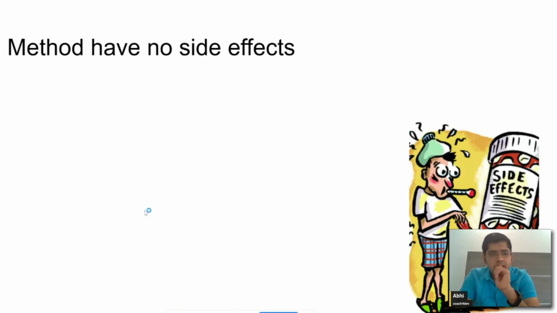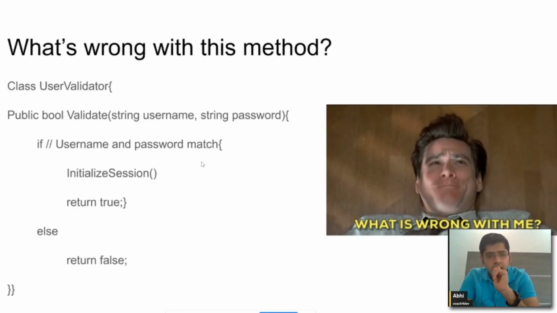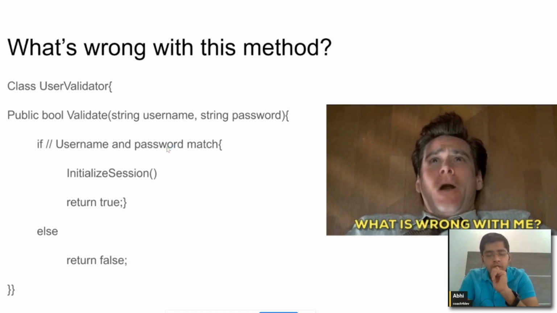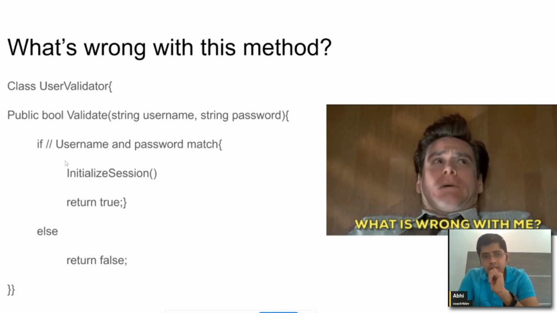Well, the answer is that when you are checking whether the username and password match, what is the method name? The method name is validating, right? So basically, the only responsibility of this method should be to validate whether the username and password match or not. What this method is doing is not only validating, it is also initializing the session. So it is doing more than one thing, more than what it is supposed to do. So that's something that should be avoided.